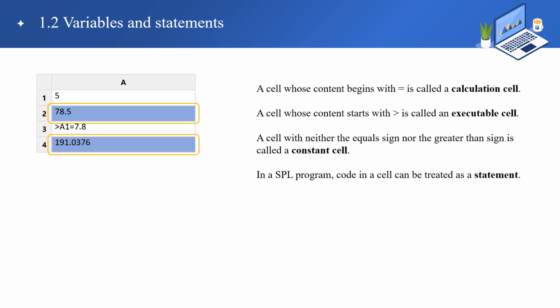Generally, a program written with a programming language is in text format, sentence by sentence. The sentence-wise format is more apparent in programs written in earlier programming languages. Each sentence describes an action to be carried out. Such a sentence is called a program statement. A piece of program is made up of a set of program statements. SPL does not feature this sentence-wise coding format. In a SPL program, code in a cell can be treated as a statement. Both a calculation cell and an executable cell are statements.